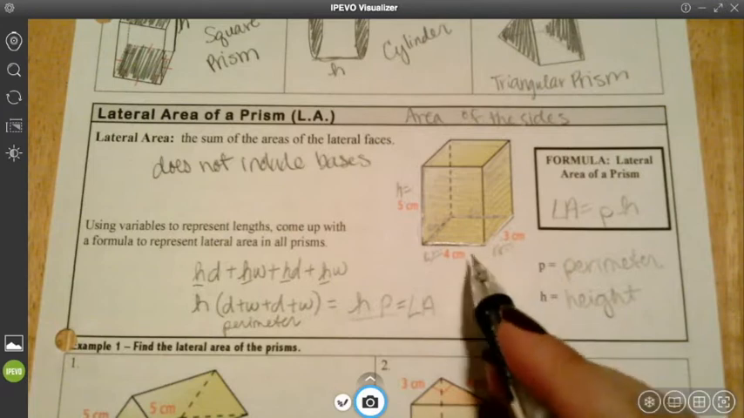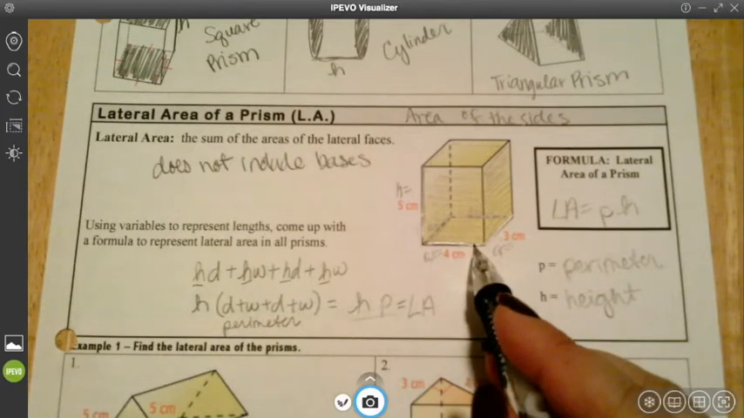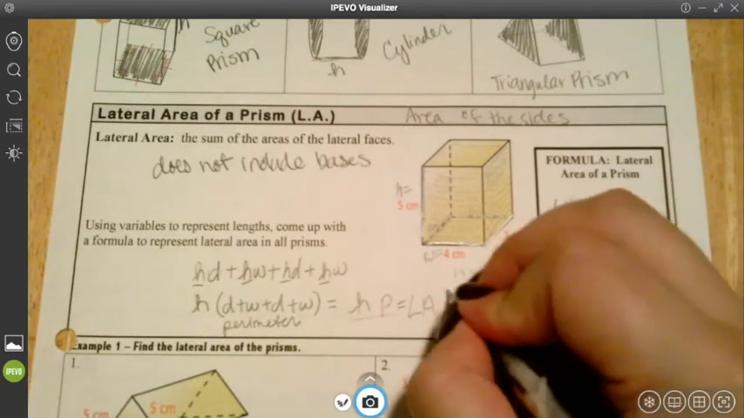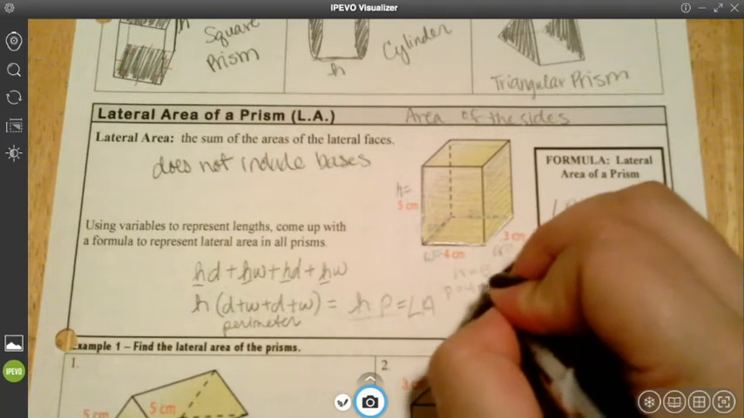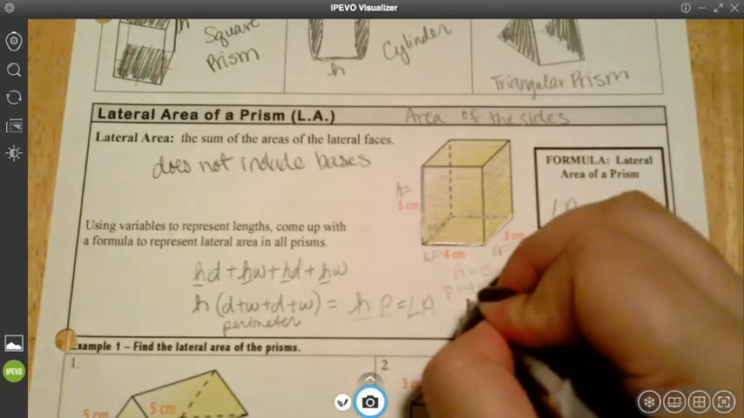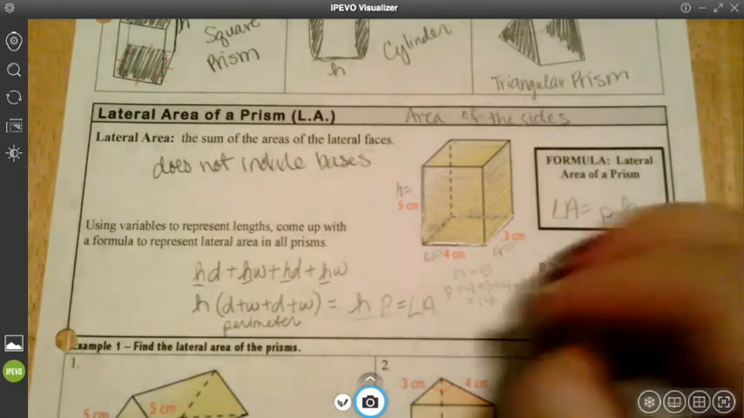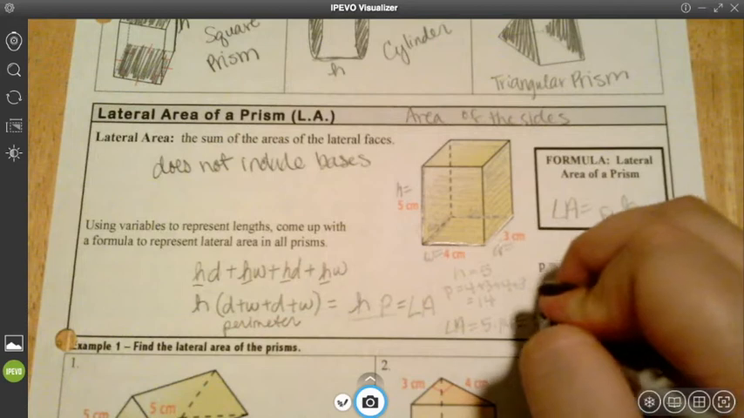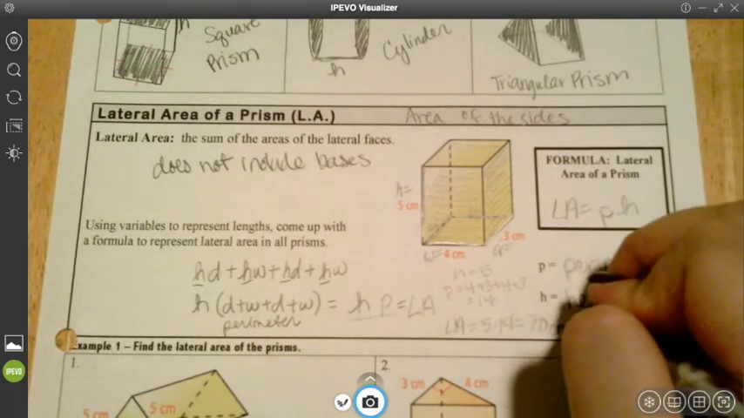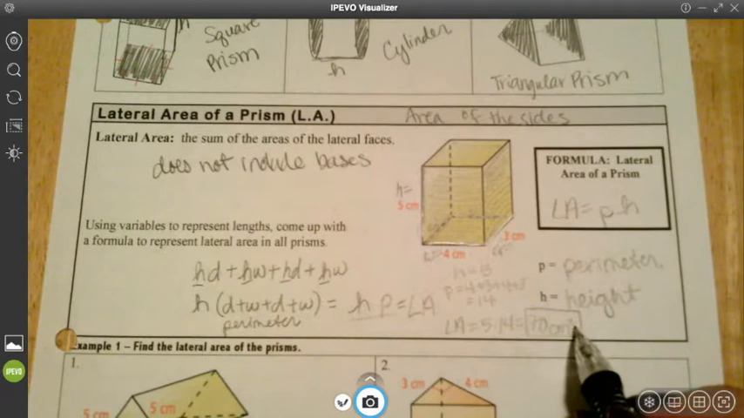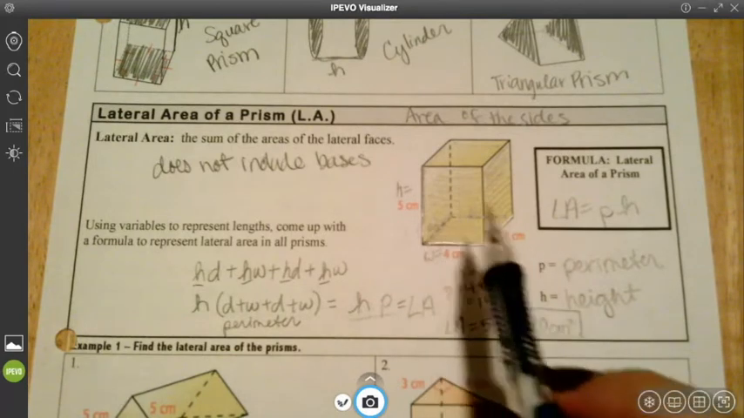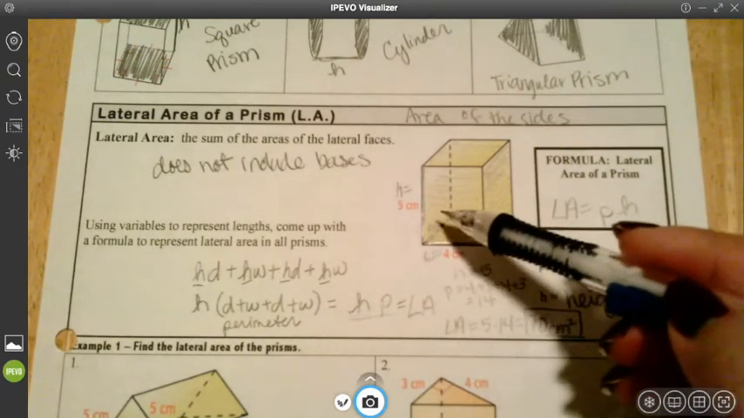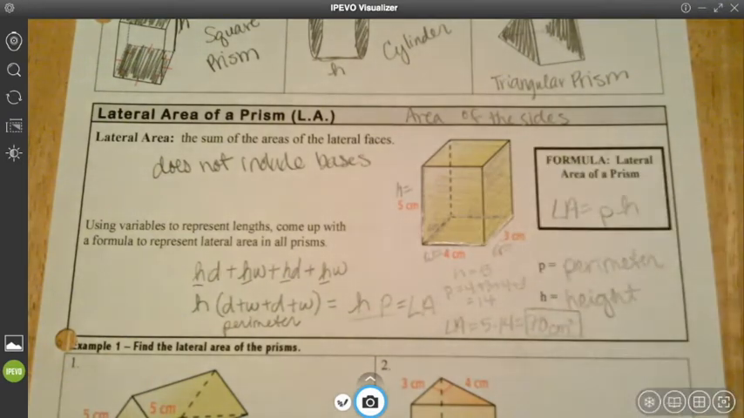So if I wanted to find the lateral area for this rectangular prism, I would say the height is 5. The perimeter is 4 plus 3 plus 4 plus 3, which is 14. The lateral area is 5 times 14, which is 70 squared centimeters. Again, squared because this is 2 dimensions. When we're coloring in our shapes, we're coloring in 2-dimensional space. I'm not filling in the space between the sides. We'll get to that in a future video.